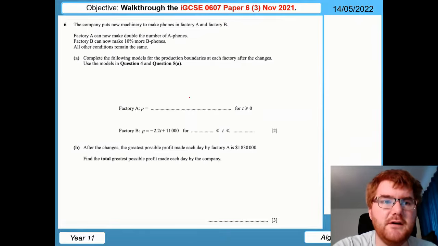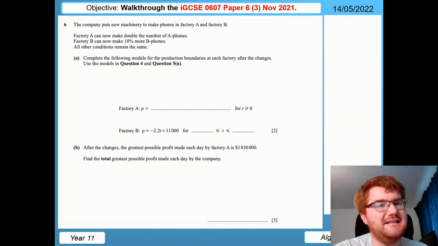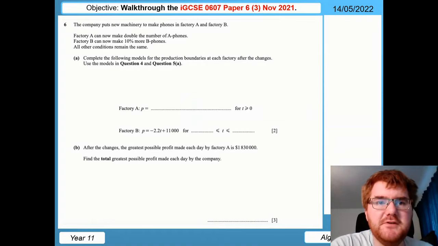Okay, and on to the last part, question 6, which actually isn't as hard as it looks on the surface. So the company puts new machinery in to make phones in factories A and B.